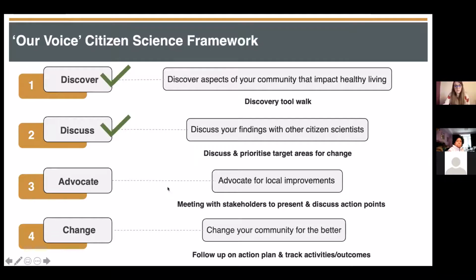And then after that, we'll go to the change stage. This is where we'll share these workable action points with the decision makers and with citizens to be implemented to improve local areas in Birmingham.